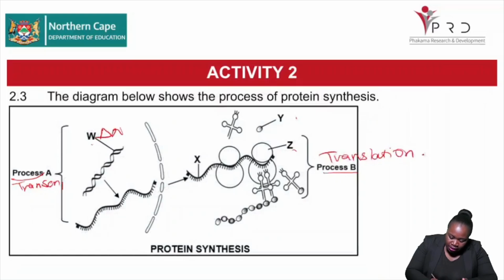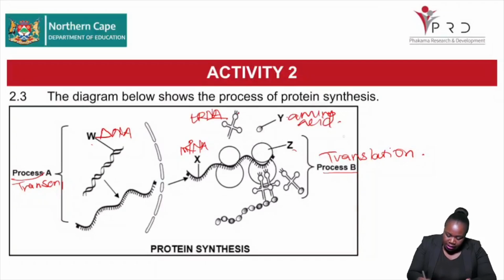W, it is a DNA molecule, as we can see. X, that is the mRNA that was formed in the nucleus. Y, this is an amino acid that is carried by the tRNA. So this is our tRNA. Y is the amino acid. And Z is the ribosome.